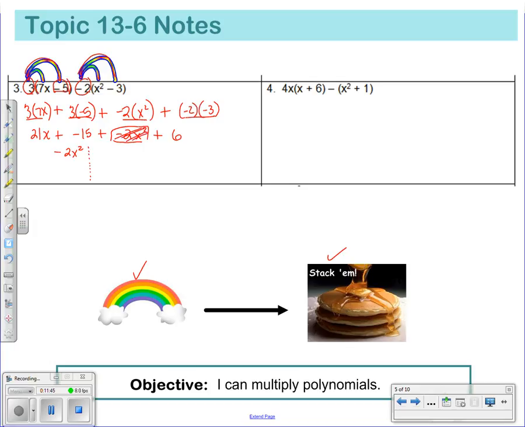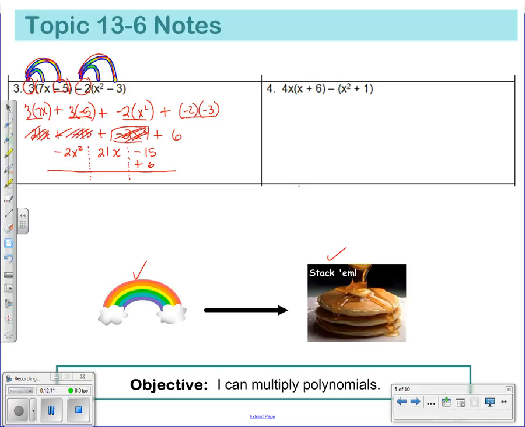I don't have any other x squareds. So now I have a 21x. It goes in the second column, 21x. I'll cross it out. No more x's. Now let's look at our constants. I have a plus and negative 15, so I'm going to put a negative 15 in my last column. No variables with it. And last, I have a plus 6. I'll put it in the last column with the other constant.